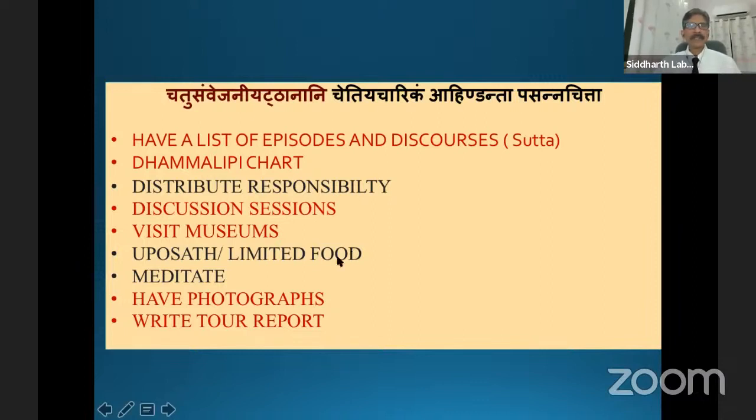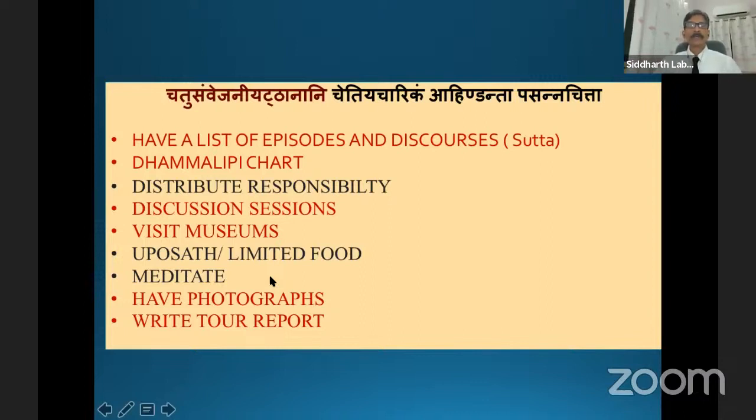Then you have to meditate according to the place and the significance of the stupa. Generally we meditate on anapanasati. If you know vipassana, you can meditate vipassana. Take photographs of the places and write a report.